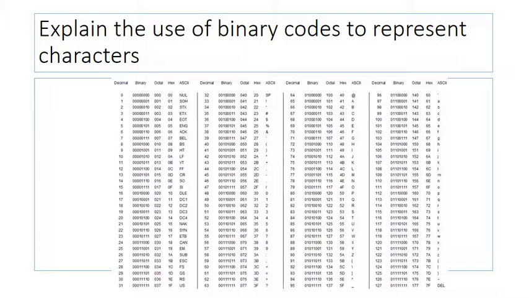But what OCR want you to be able to do is explain the use of binary codes to represent characters. This can come up in exams quite often where it gives you some binary codes and it tells you to work out what the binary codes would be for the letters, for example BAC.